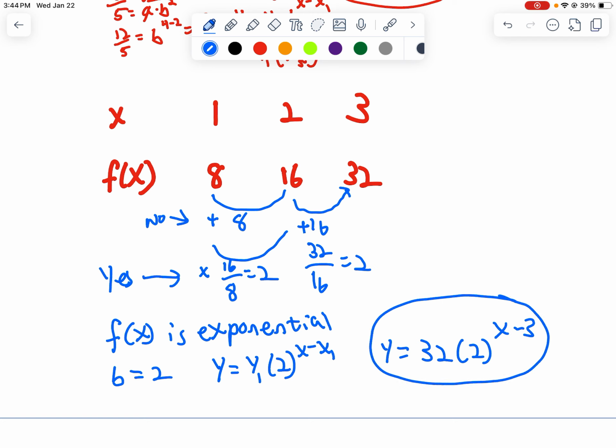You could check it when x is 1. You have 1 take away 3 is negative 2, and 2 to the negative 2 is 1/4. 32 divided by 4 is 8. So it works. You could try when x is 2. 2 take away 3 is negative 1. 2 to the negative 1 is 1/2. Half of 32 is 16. And when x is 3, 3 minus 3 is 0. 2 to the 0 is 1, times 32 is 32, and it matches that point. So that's the equation. There you go.